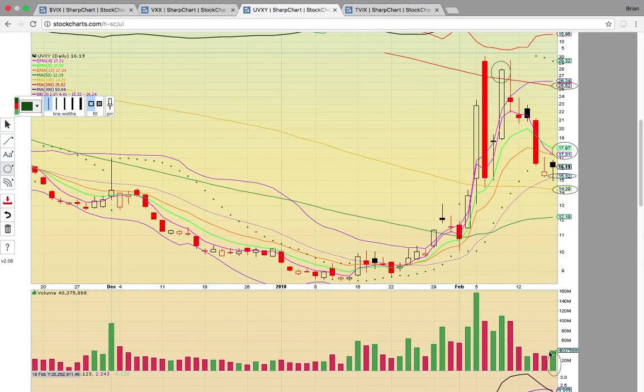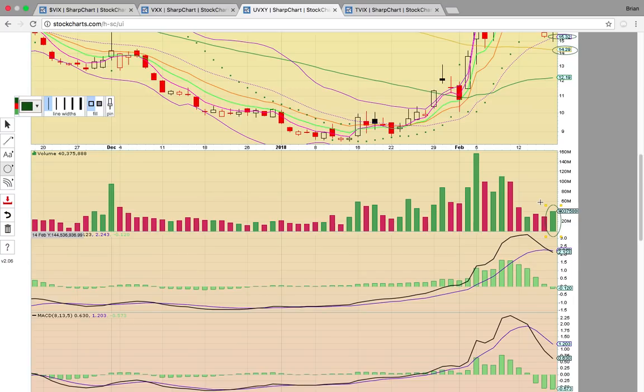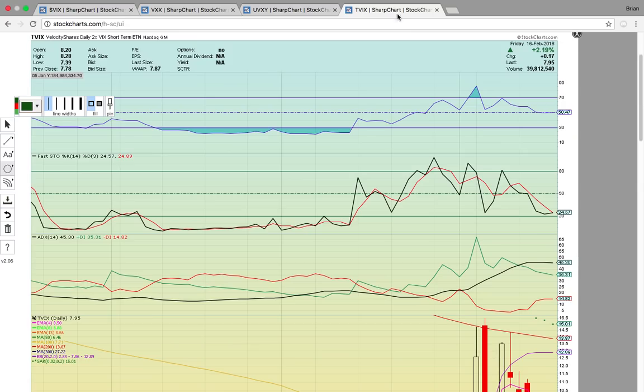Notice volume did pick up a little bit there on Friday, so it's trying to perk up here. If you look at TVIX, this is another way to play volatility. This is the way most people that trade VIX are trading, that aren't trading the options but are just trading the equity. A lot of people are trading TVIX, and so right now it's holding 50 on RSI.